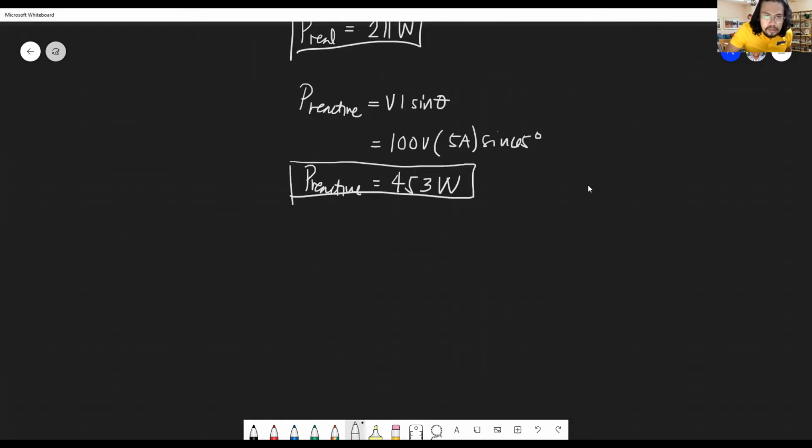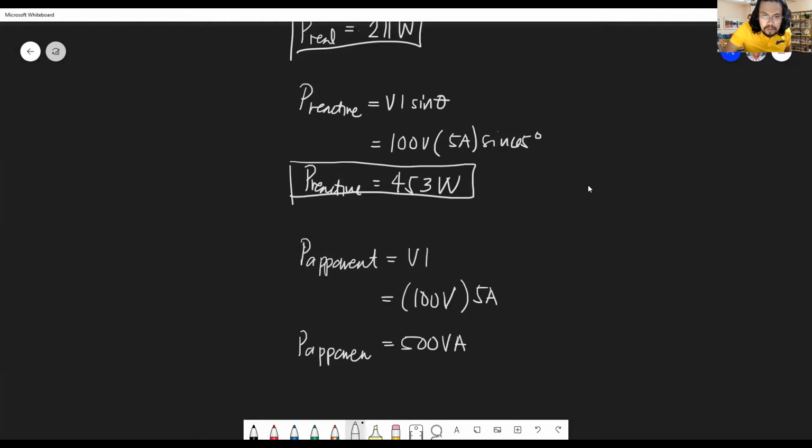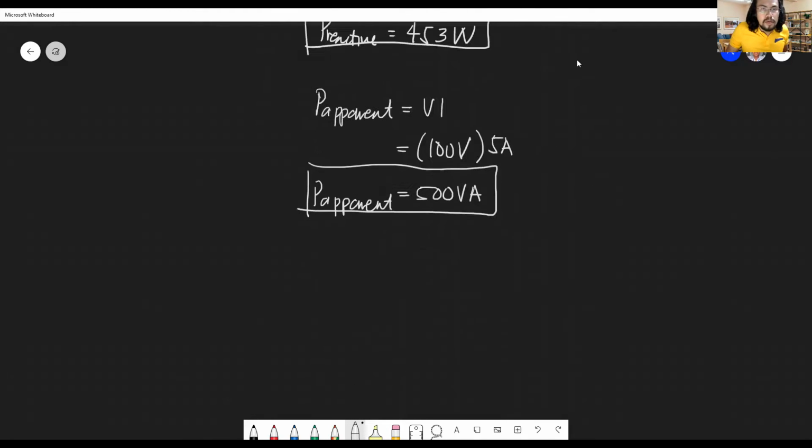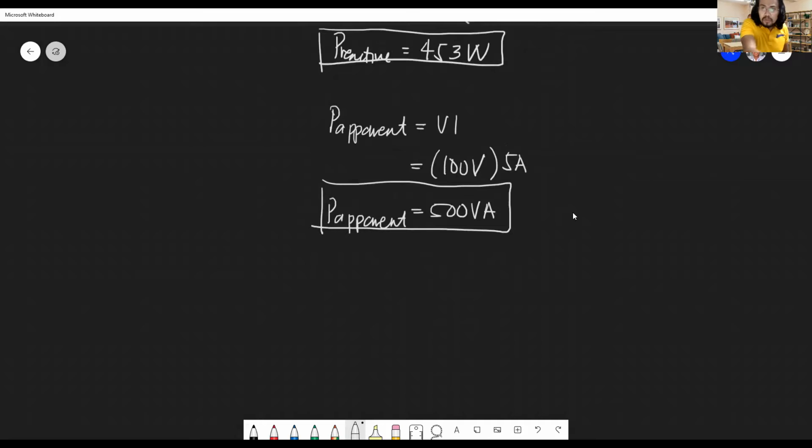The P apparent is equal to VI, which is 100 volts times 5 amperes equals 500 VA. Just to separate or distinguish the value of the P apparent from the reactive and real powers, we use the notation VA for the unit.